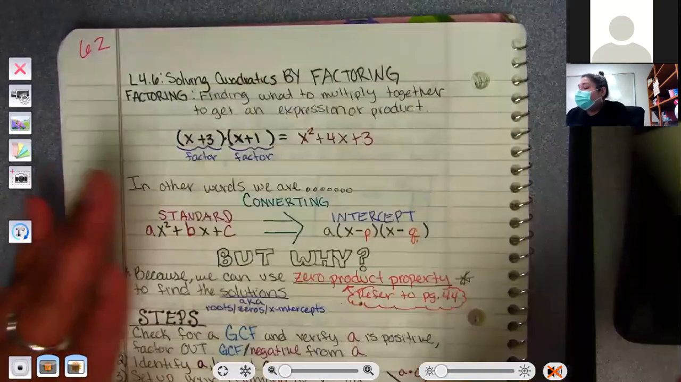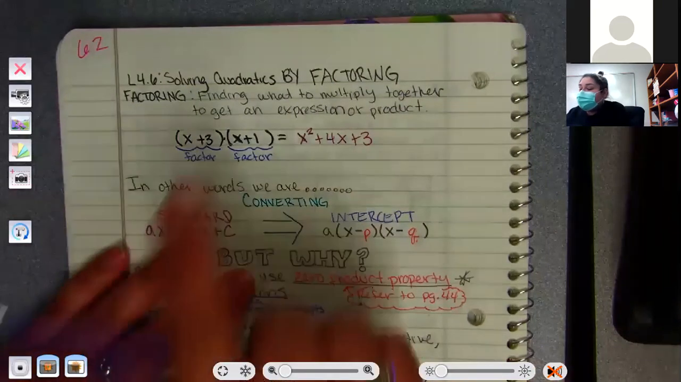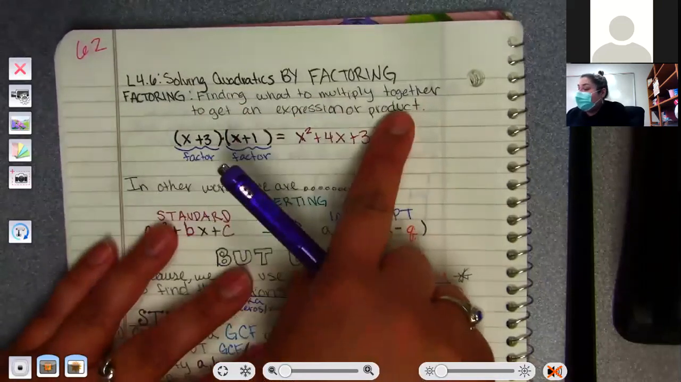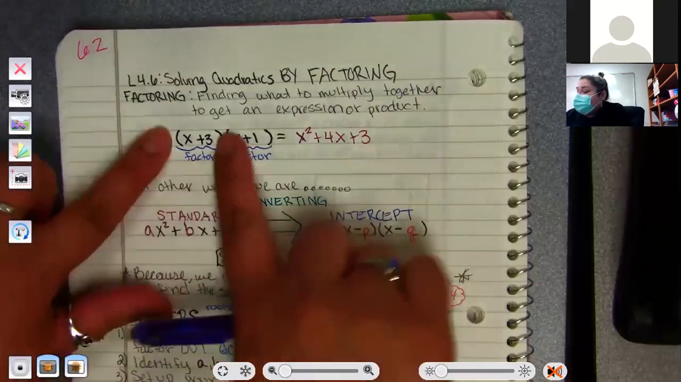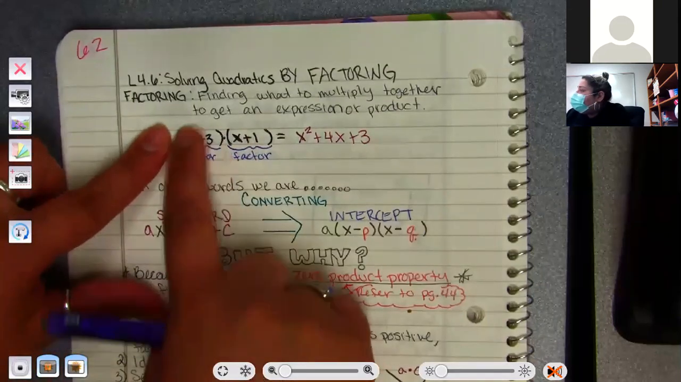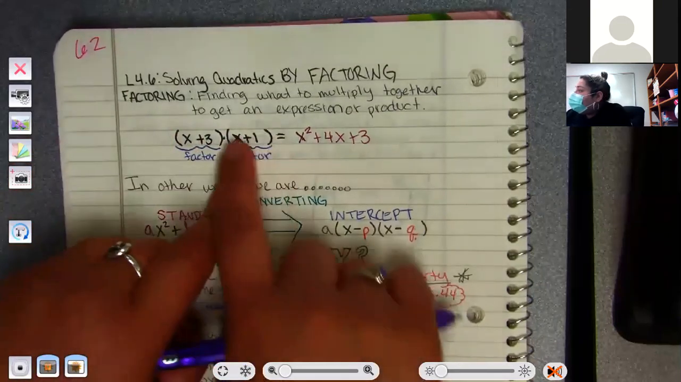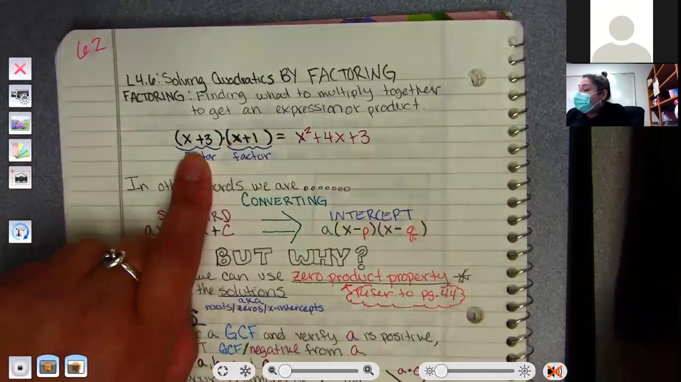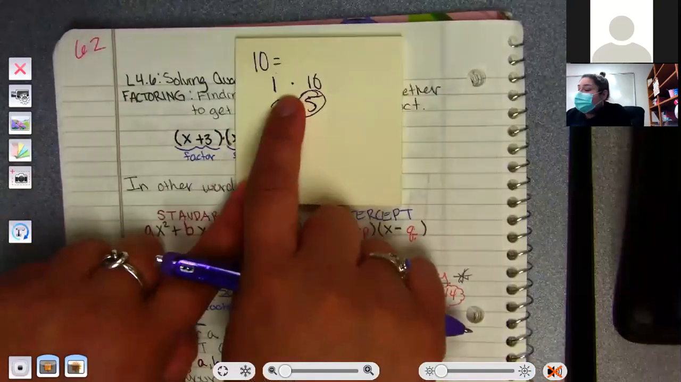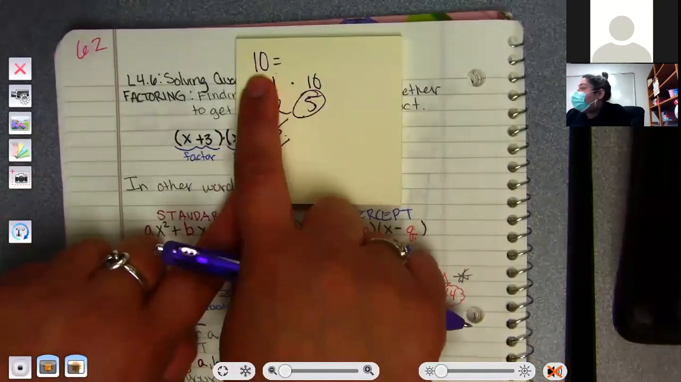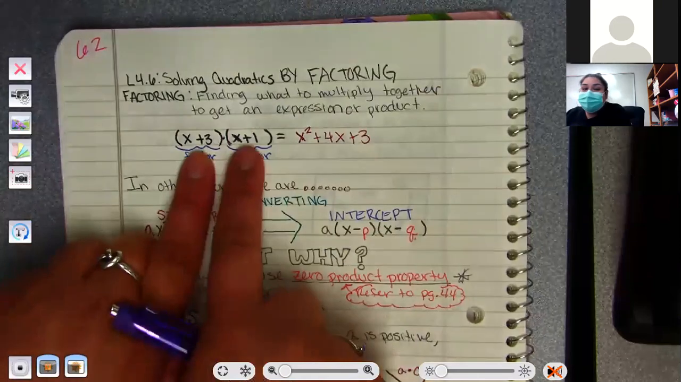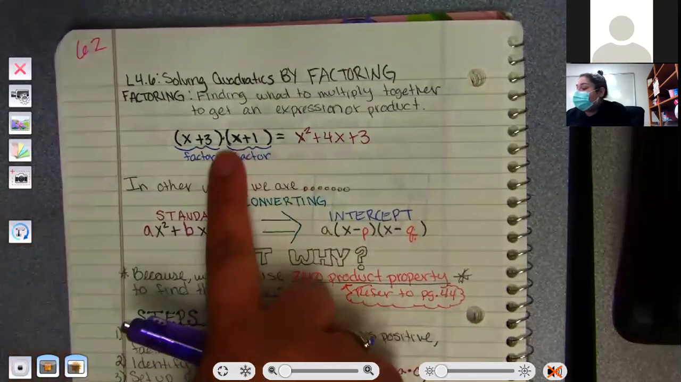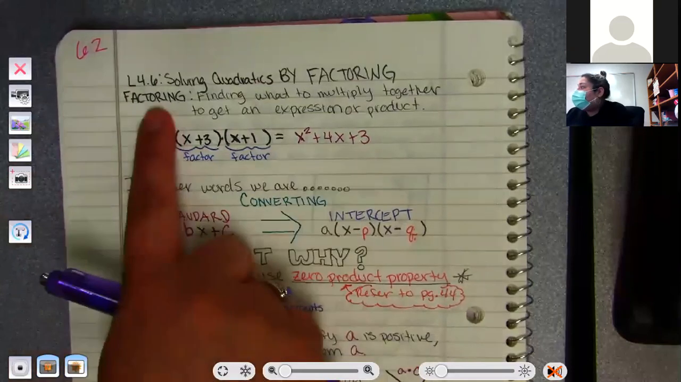So now let's apply it to quadratics, okay? So factoring is finding what to multiply together to get an expression or product. So this is one factor because this is parentheses, right? So this is one number, and then you're going to have this number. Well, they're factors because you're multiplying them together. When you find the factor of something, it's 2 numbers that multiply to get that number. But here, we have these 2 sets of parentheses, and we're going to multiply them together to get this expression. So that's what this is saying, right?